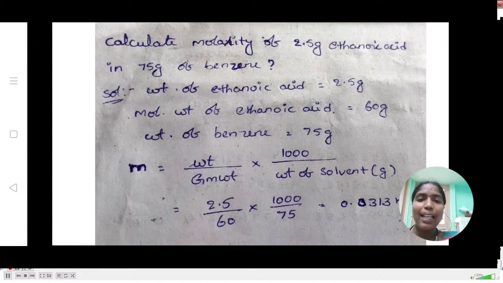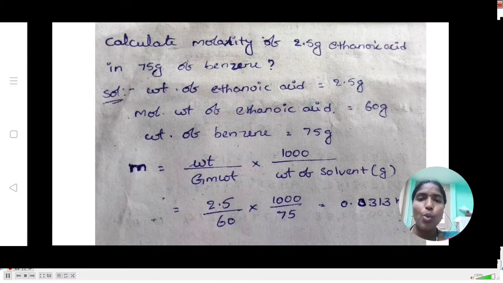So here we are calculating what? Molality. So first write what are the data present in the problem. So weight of the ethanoic acid is 2.5. What is the formula of ethanoic acid? C2H5COOH. The molecular weight of ethanoic acid is 60, and weight of the benzene is also given in the problem, that is 75. What is the molecular formula of benzene? C6H6.